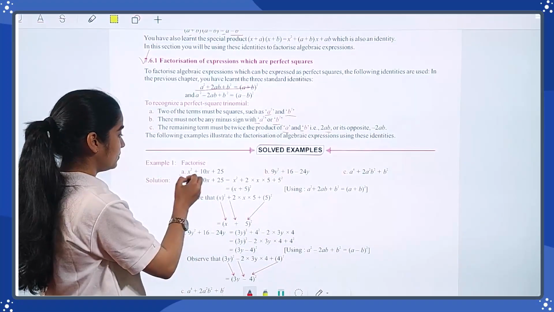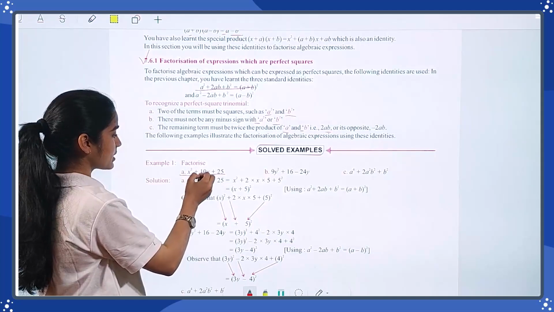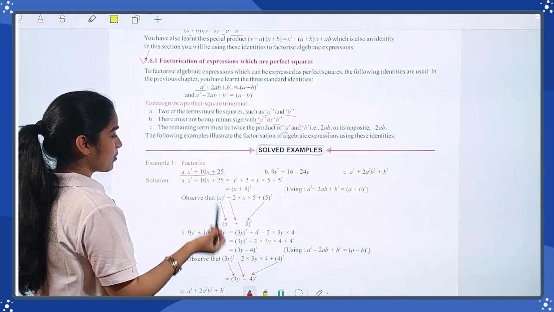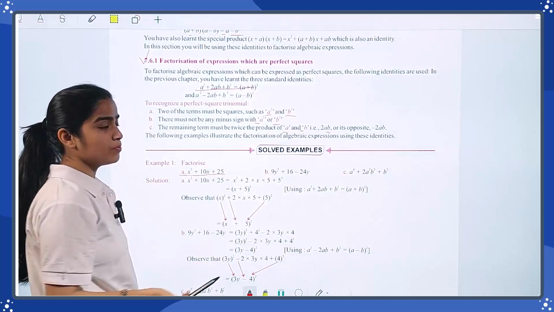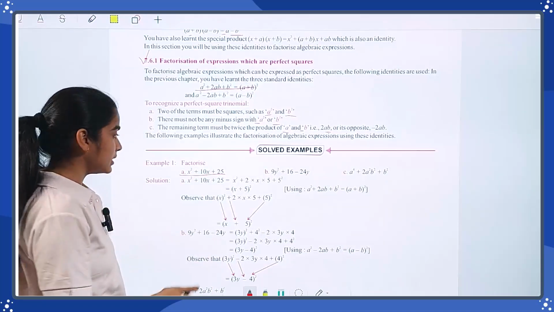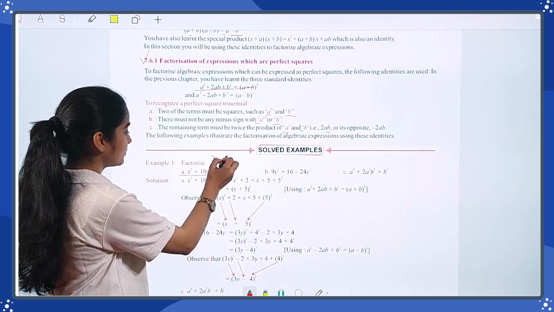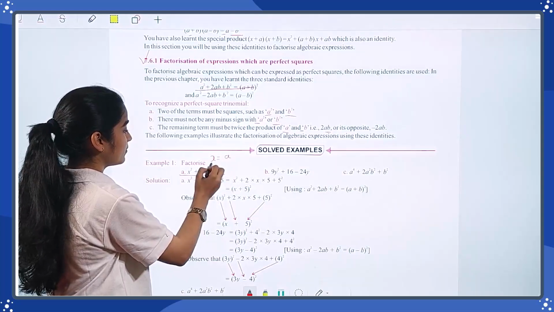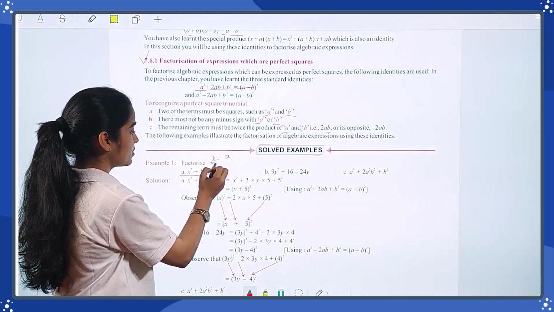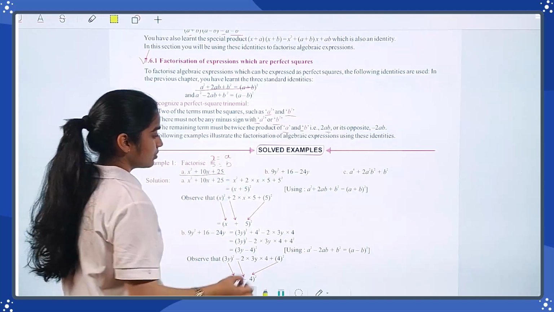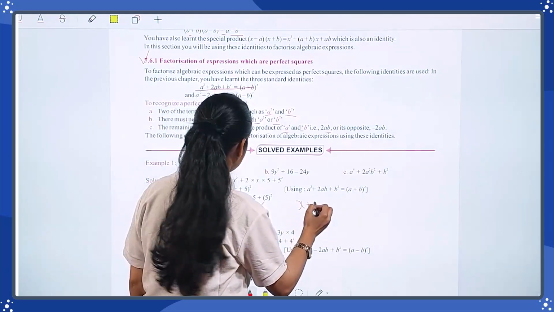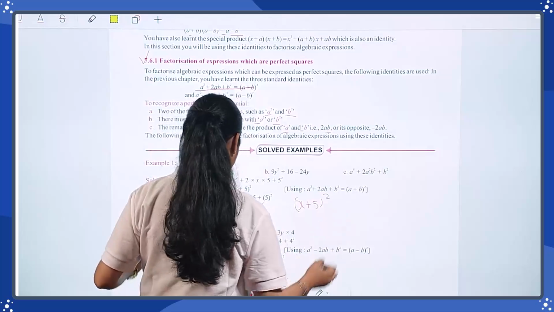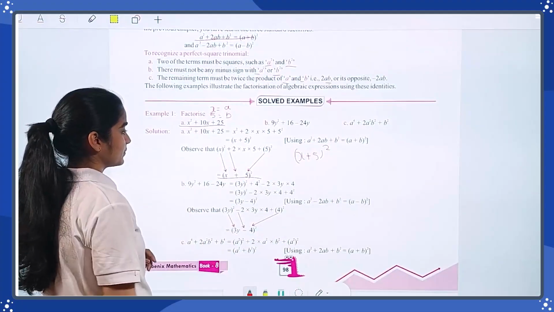So now you have this term x square plus 10x plus 25. So how can you find out, how can you put this term into your identity? So x is your A and 25, so 5 is your B. So how can you do this? X plus 5 whole square. This is your term.